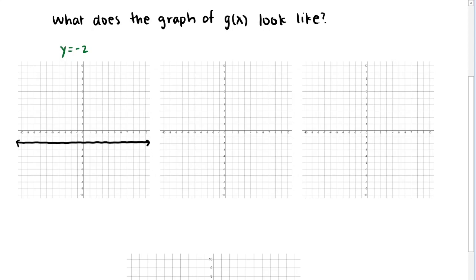It doesn't care about what x is. It's always going to give you a y value of negative 2. That's this line here. You can also think of this as a line with, maybe I'll write it this way, y is equal to 0x, actually I should write minus 2. A line with the slope of 0 and a y-intercept of negative 2. So that's another way of visualizing or interpreting this equation.